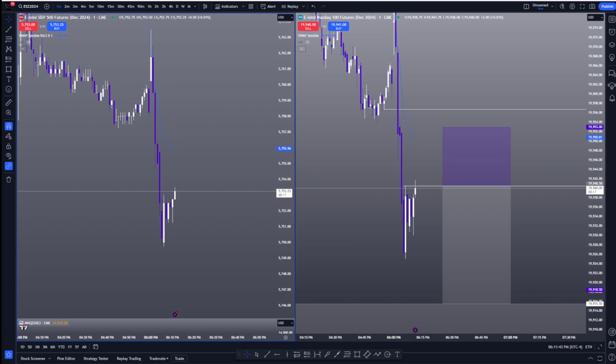Alright, so now we got a bunch of 1-minute BISIs. We're about to inverse that 15-minute SIBI, so it looks like the longs are in control still. We're about to close above this 15-minute BISI here.